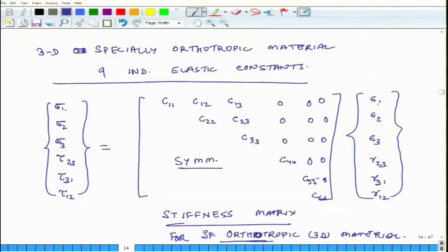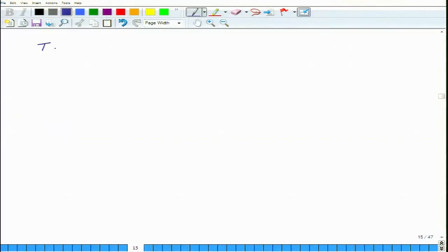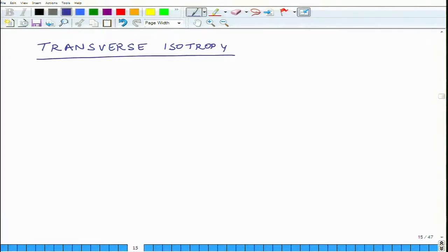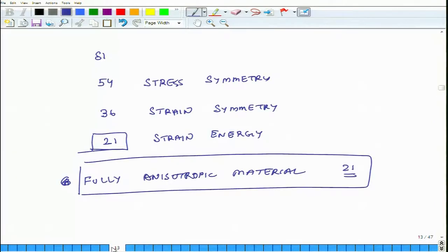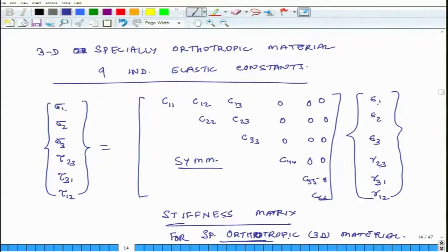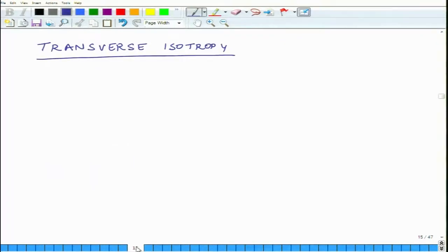The second case we will talk about is transverse isotropy. So, the first case which we had discussed was fully anisotropic, then we simplified it to especially orthotropic in 3D. Now, we will reduce it, make it even simpler, and this is the case for transverse isotropy. So, this is again for 3D materials. So, what does that mean? I will explain this by example. Suppose there is a material.